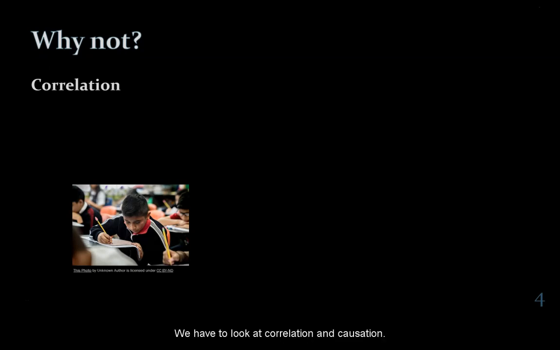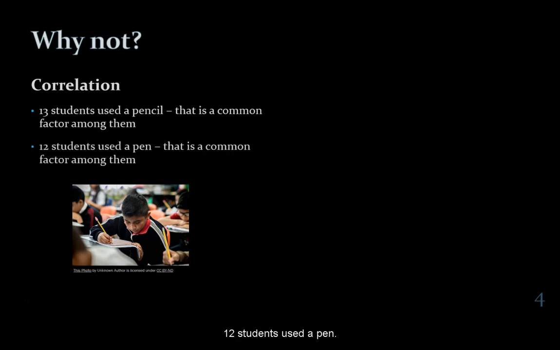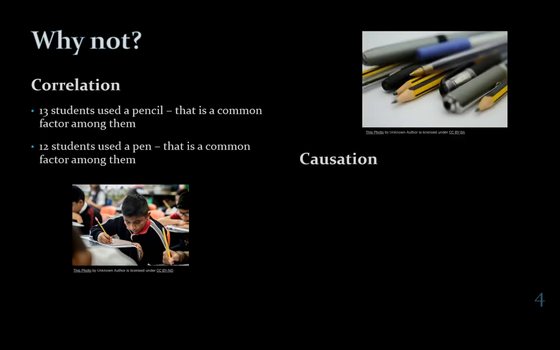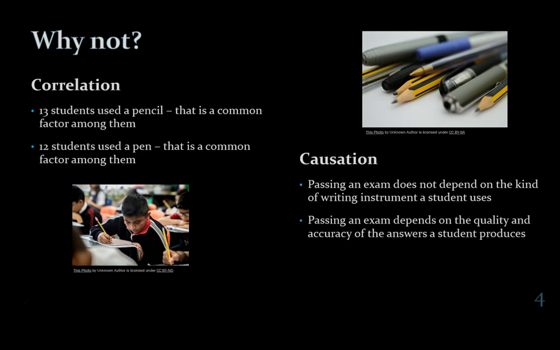Well, we have to look at correlation and causation. The correlation is that 13 students use a pencil. That's a common factor among those 13 students. 12 students used a pen. That's a common factor among them. However, for causation, passing an exam does not depend on the kind of writing instrument a student uses. Passing an exam depends on the quality and accuracy of the answers a student produces. So in this case, we cannot say that correlation and causation are the same.